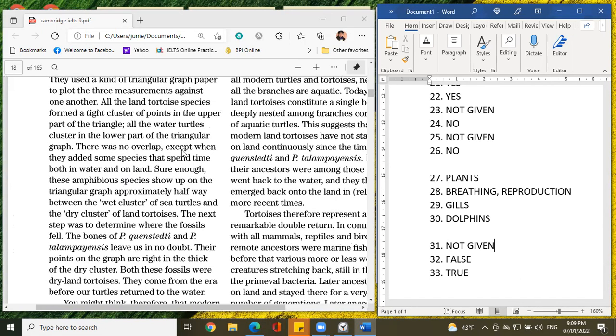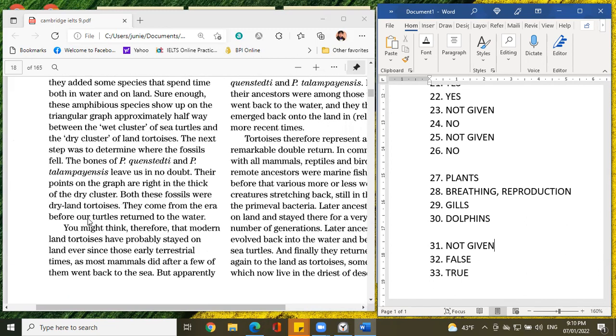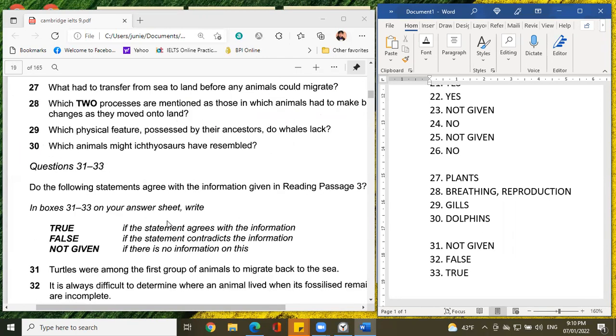There was no overlap except when they added some species that spent time both in water and on land. Sure enough, these amphibious species show up on the triangular graph approximately halfway between the wet cluster and the dry cluster. The next step was to determine whether the bones of Churvaekek and Churvaekek leave us in no doubt. Their points in the graph are right in the thick of the dry cluster. Both of these fossils were dry land, or they come from the era before our turtles returned to the water.